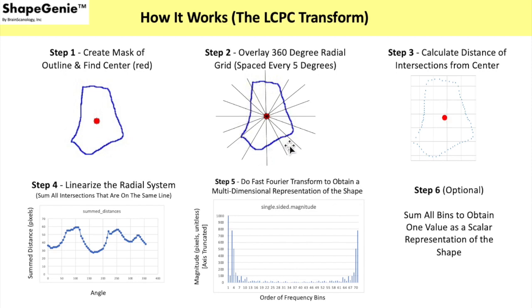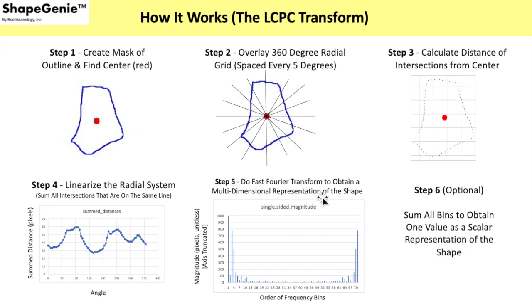Now this object only has one edge, but if an object has multiple edges inside or outside of it, then all intersections on the same line will be added together into one number, such that Shape Genie turns the data in step 3 into step 4, and then it applies the fast Fourier transform to the data in step 4 to derive what's called a frequency plot. And this frequency plot is a multidimensional representation of the shape that you began with.